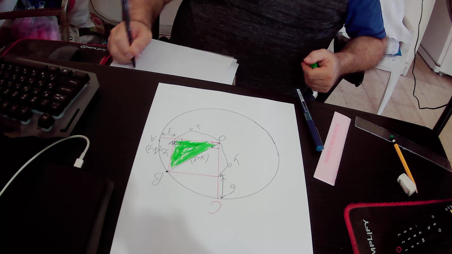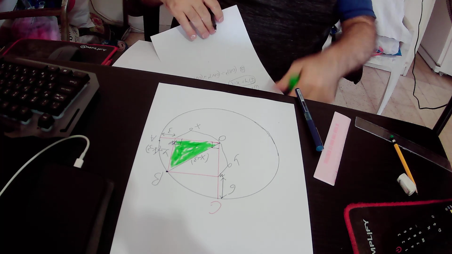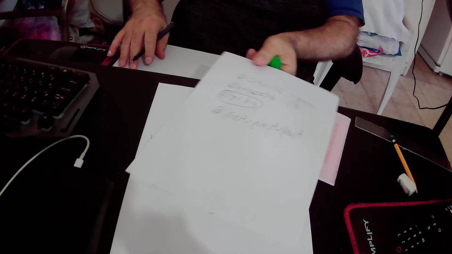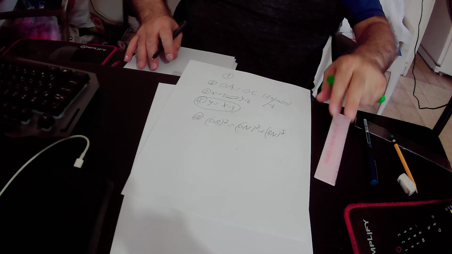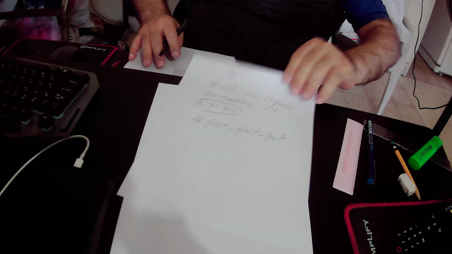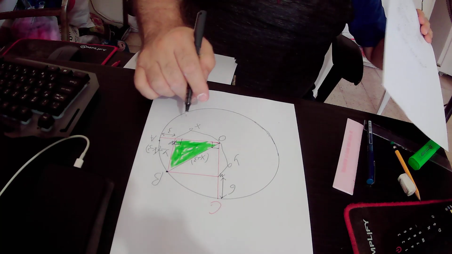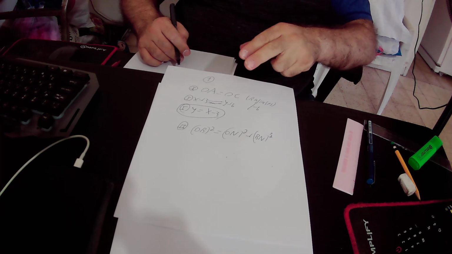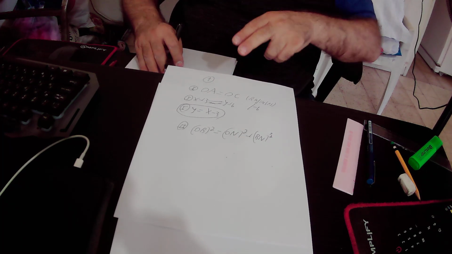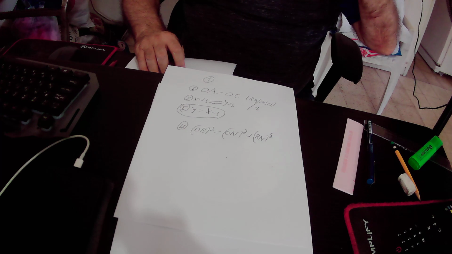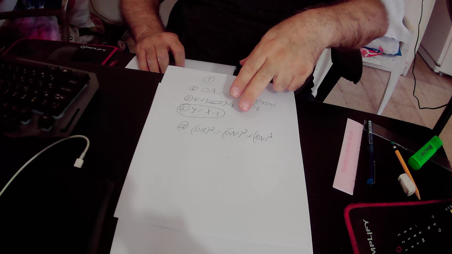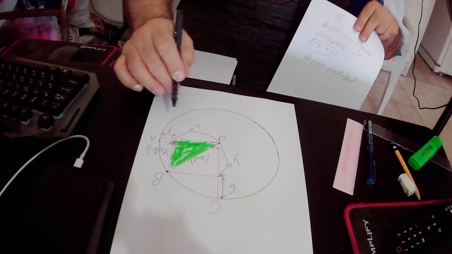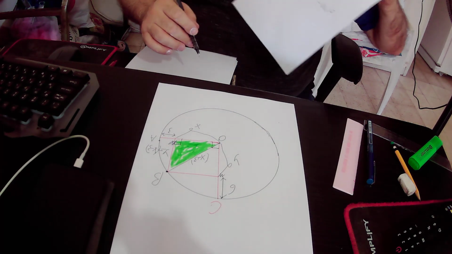So our second equation is the implementation of the Pythagorean theorem in the right green triangle OBN. The second equation states that OB squared, the square of the hypotenuse, equals the sum of the squares of the perpendiculars, ON squared plus BN squared.